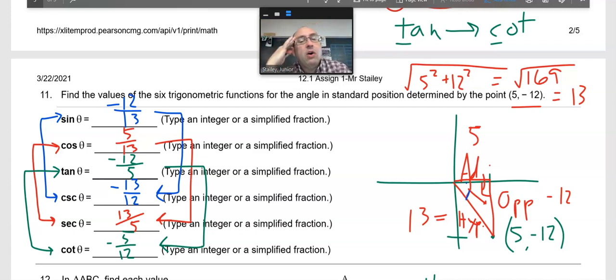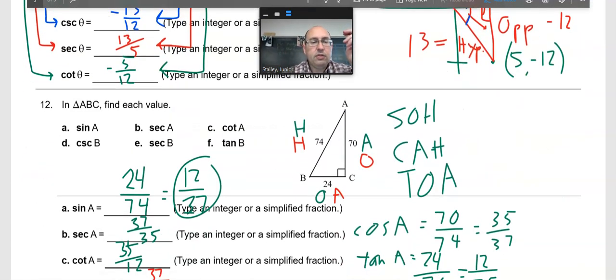Don't sit there and go, oh, cosecant, that's CHO, that's hypotenuse over opposite, okay? You can do that if you want, but I think it's easier for a lot of you if you just go, cosecant goes with sine. Sine is opposite over hypotenuse. Okay, find that, flip it over, and I'm done. Save yourself a lot of energy.